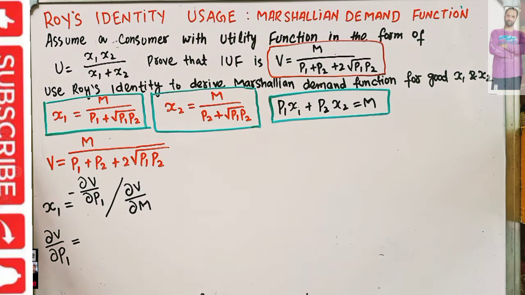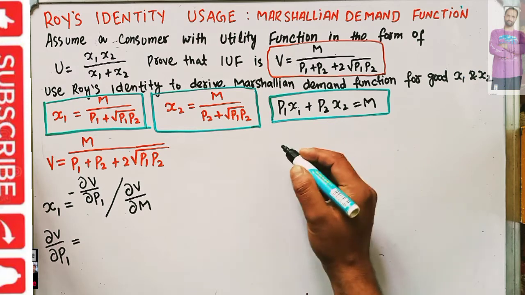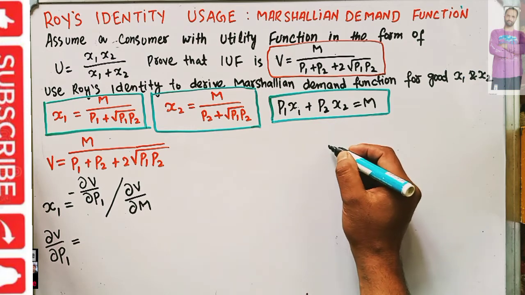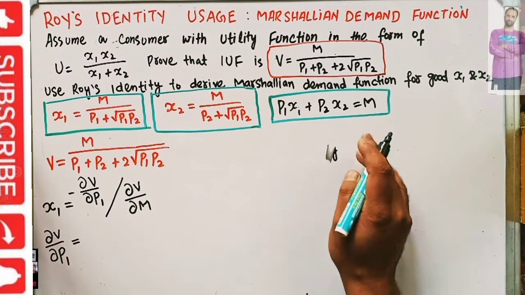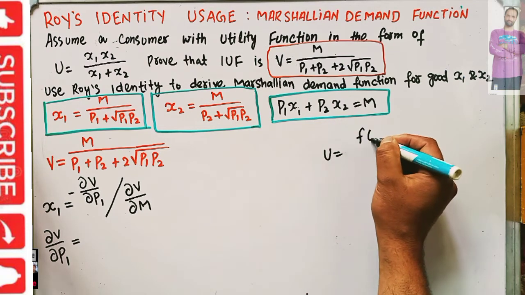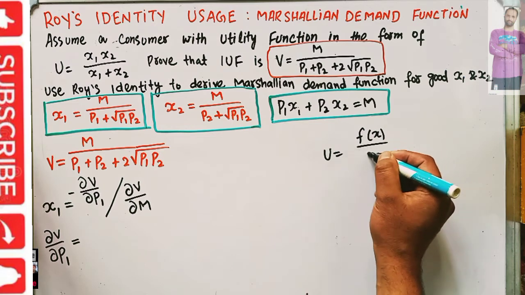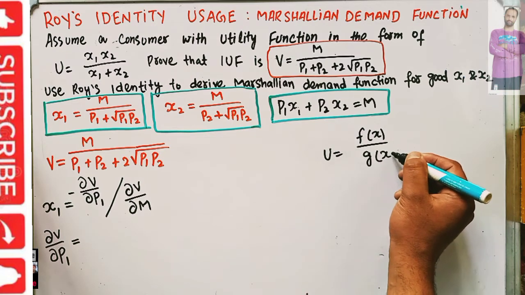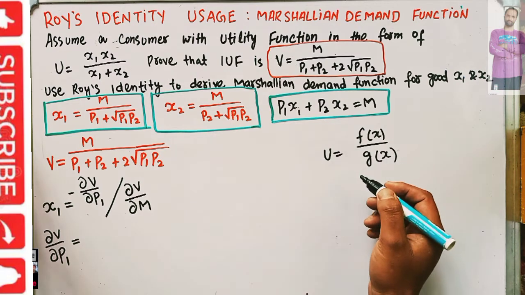How do we take the partial derivatives when we are being given two functions? Let us say we have a function of y. Let us write it like this. If we have u is equal to f of x upon g of x, if we have two functions, then how do we take the partial derivative?